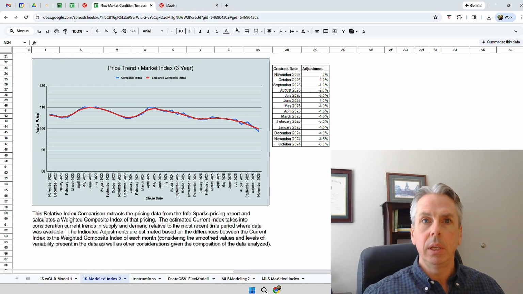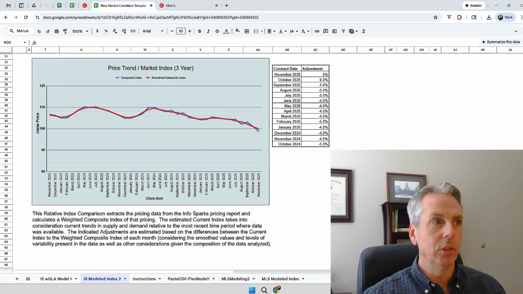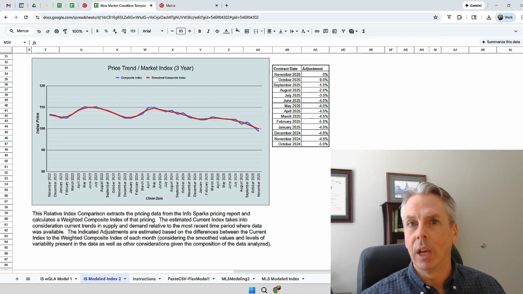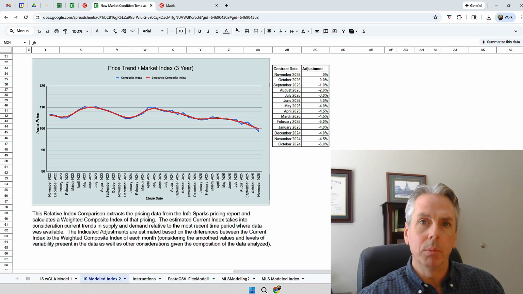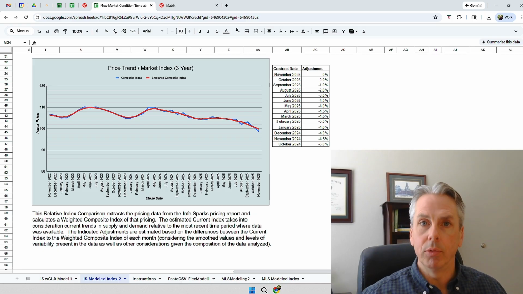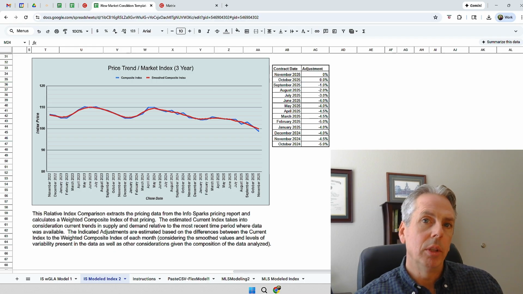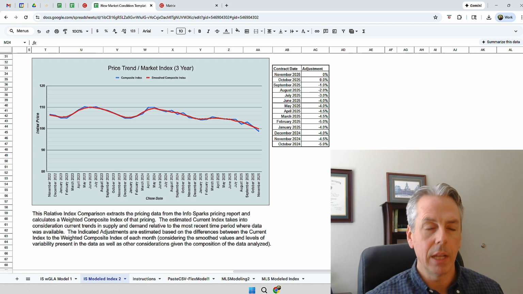So this would be my market index output, in terms of this is the pricing data that I've put in. I've filtered it, I've modeled it, and I've smoothed it out so I can really see more clearly how prices have changed. But it doesn't always answer the why question. Well, why have prices changed?